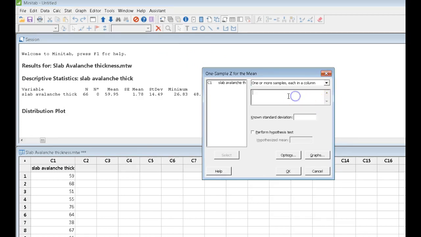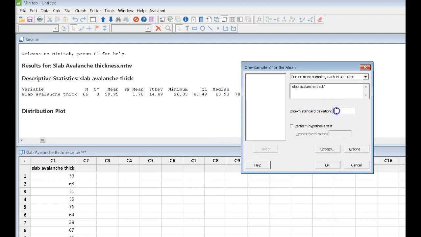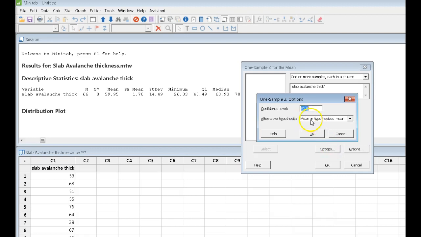Now we have raw data, so if I stick my cursor in here, any raw data I have will pop up. It wants to know the known standard deviation. It's looking for population standard deviation, but we don't know that, but we're allowed to plug in sample standard deviation because our sample size is 60 or more. Now, we indicate the hypothesized mean, which in this case is 67. We go to Options. We want to know, is our mean not equal to 67? And as for the confidence level, you don't have to change this.